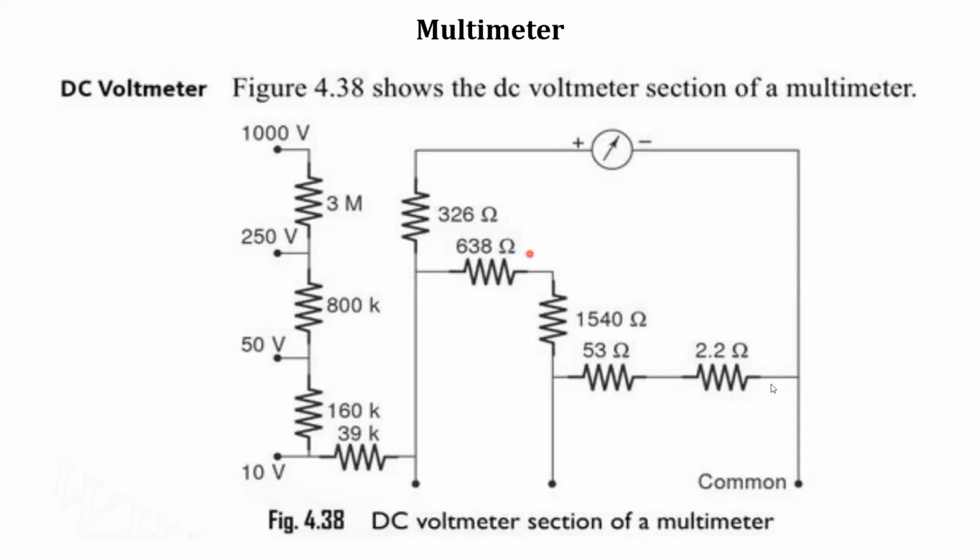This circuit is common. Therefore this voltage divider circuit is appended here. Let these resistors be 39k, 160k, 800k, 3 mega ohm, giving different ranges of 10, 50, 250, 1000 volts. This is the subpart of the DC voltmeter.